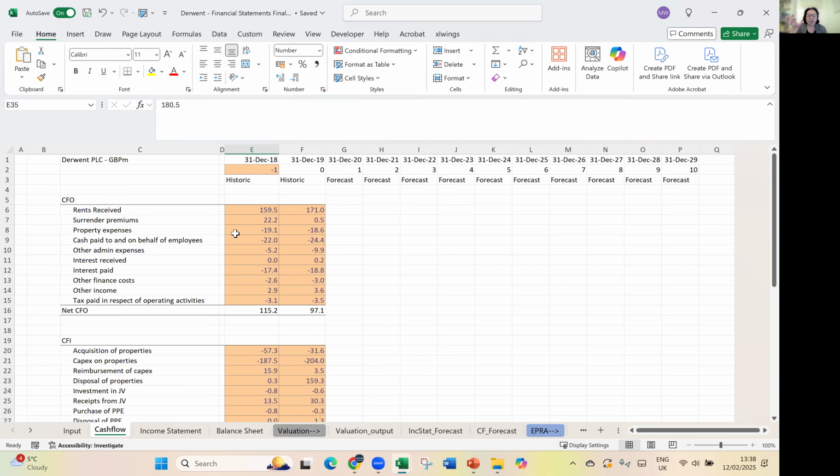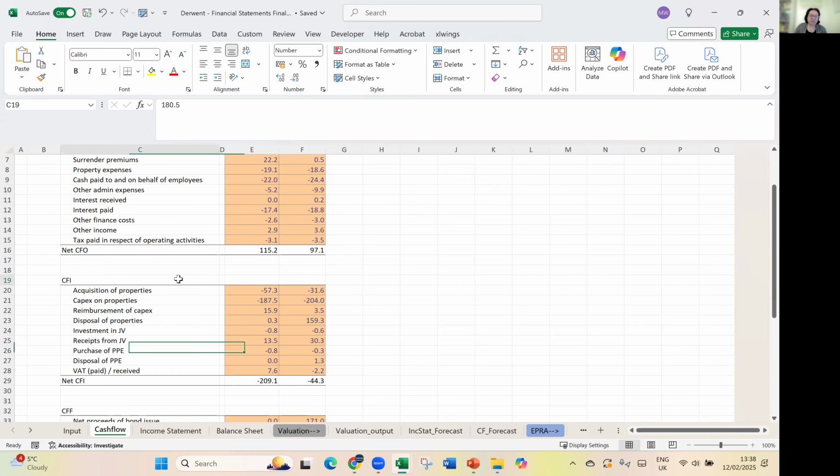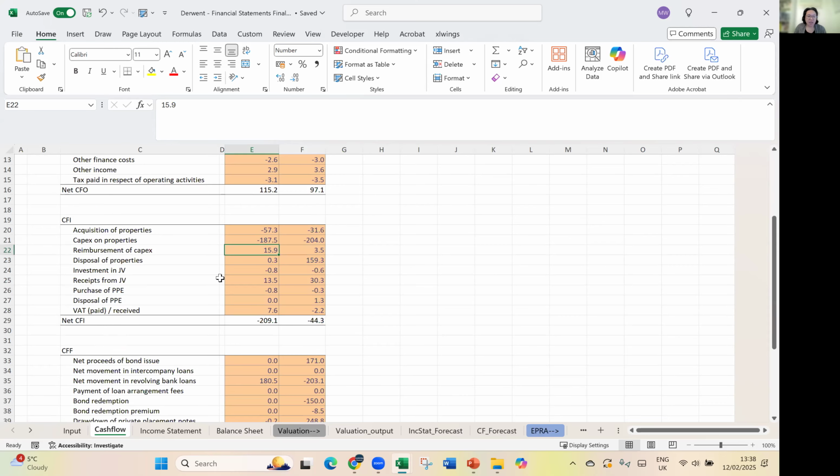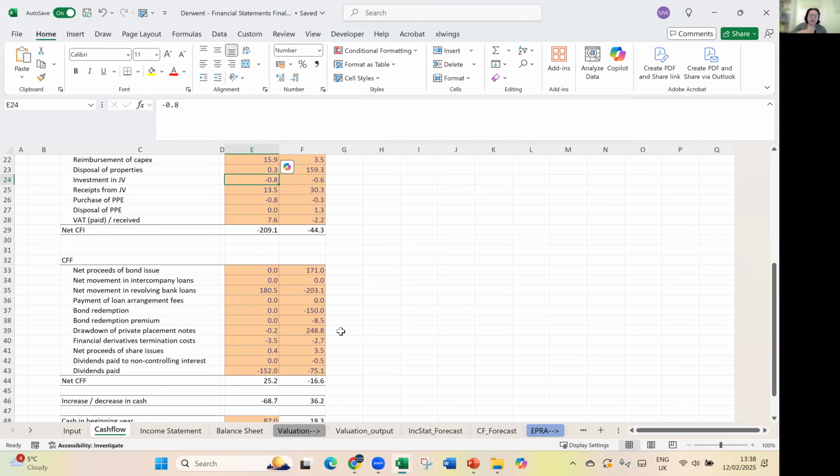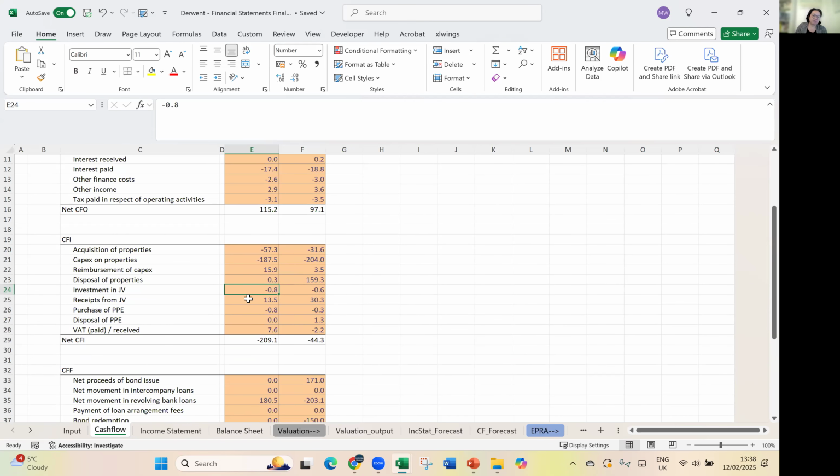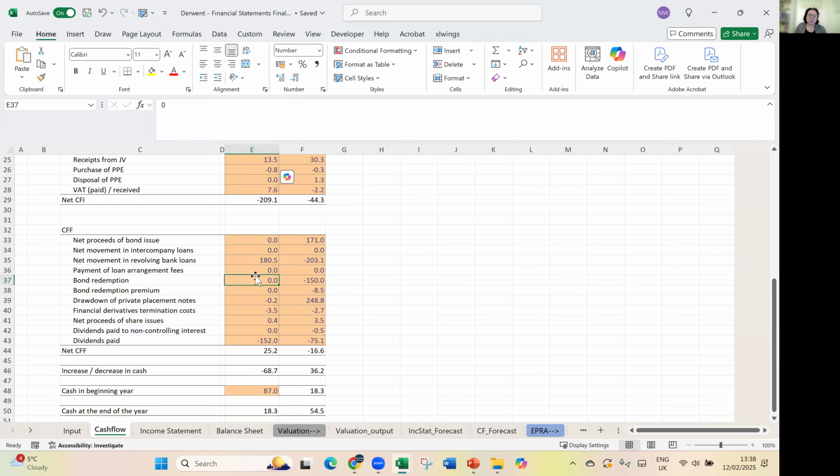Whereas if you are a developer, for example, then what do you expect to see? That you're going to have negative CFO because you're not generating rents yet. You're going to have very negative CFI because you are spending a lot of money building, buying, refurbishing, buying land, and so on. And then your CFF needs to be massively positive because you need to raise money because it's not coming from your operations, it's not coming from investment, you're not selling anything. So it means it needs to come from your equity or your debt side. Okay, so that's your CFF.